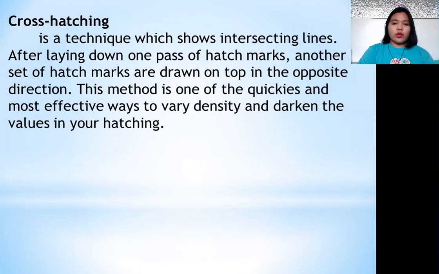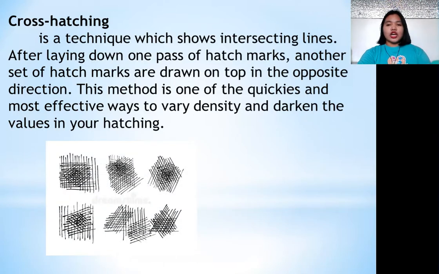It is a technique which shows intersecting lines after laying down one pass of hatch marks. Another set of hatch marks are drawn on top in the opposite direction. This method is one of the quickest and most effective ways to vary density and darken the values in your hatching. So, paano siya ginagawa? Yan. Kung yung hatching kanina, puro vertical lines lang, ang cross-hatching, you can intersect the line. So, pwede x mo siya.